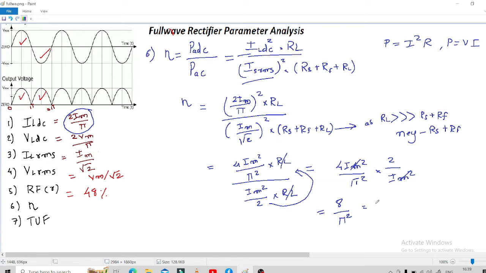So what is 8 upon pi square? If you take a calculator and solve this, 8 upon pi square is nothing but 0.812, and if you write it in percentage, it will become 81.2%. So I can write here the rectification efficiency for a full wave rectifier, it is 81.2%.